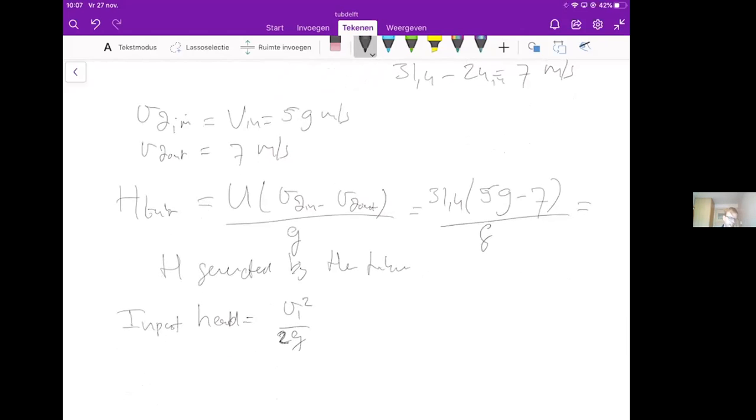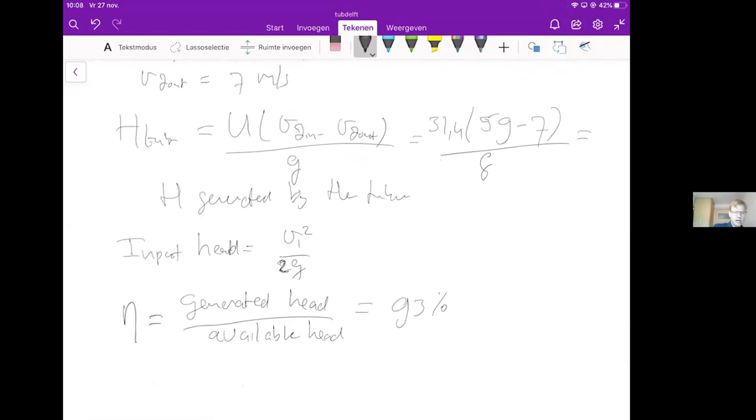So the efficiency is the generated head divided by the available head, and then you can calculate it out to be 93%. And actually these are typical numbers for such a wheel, so it's quite a good number for such a Pelton wheel, about something like 90%.